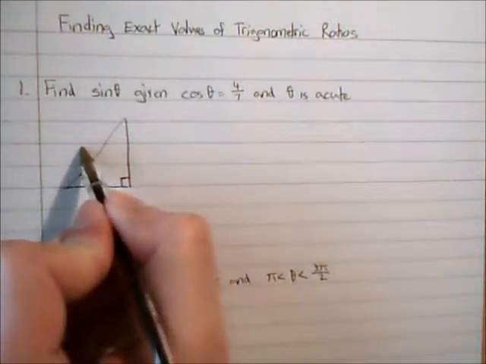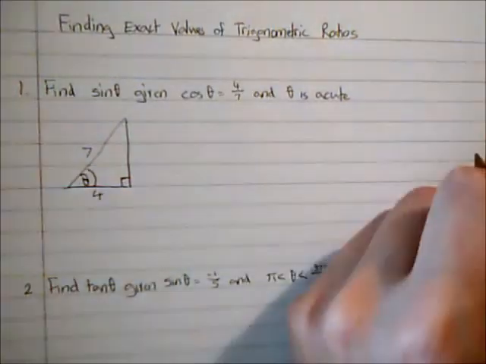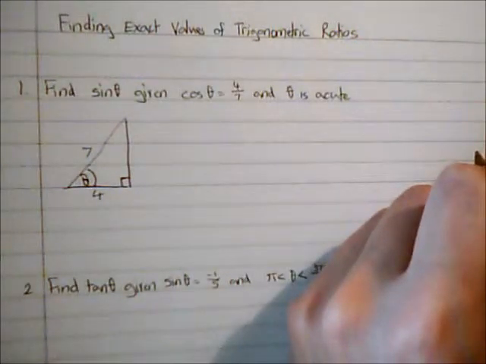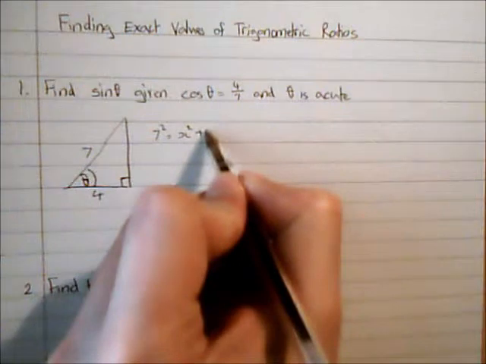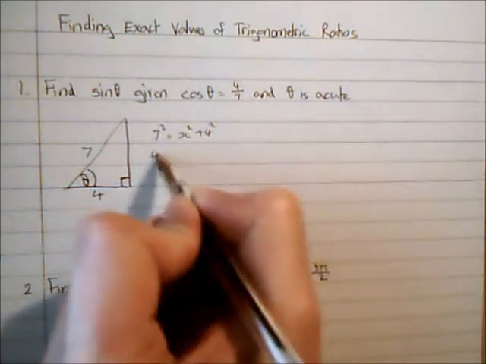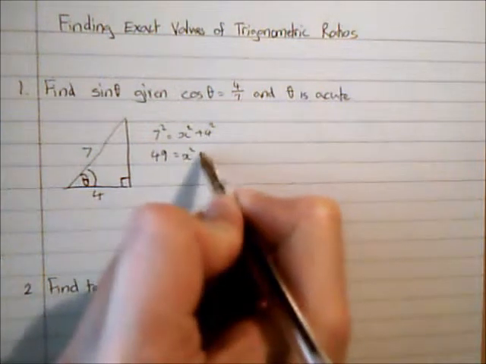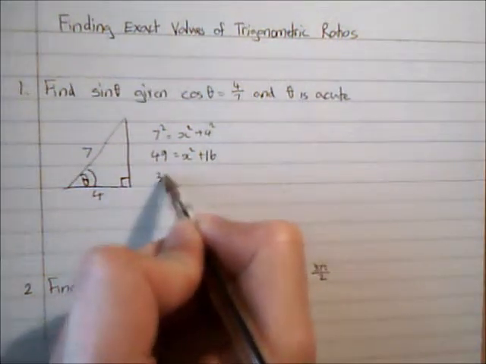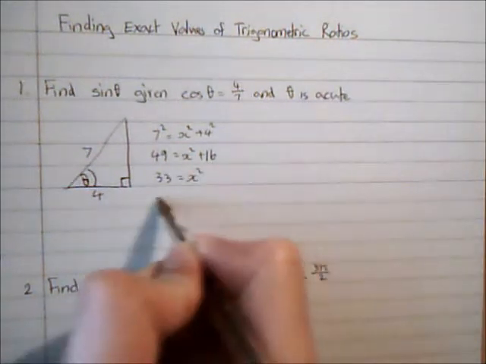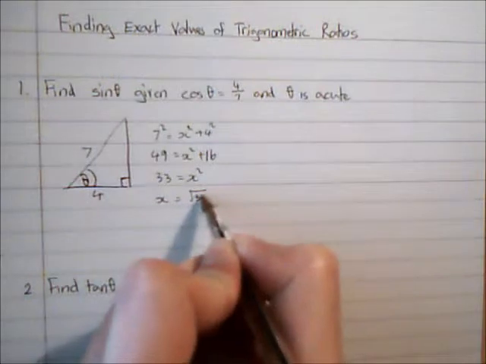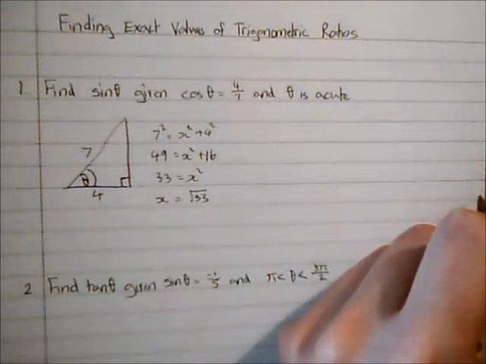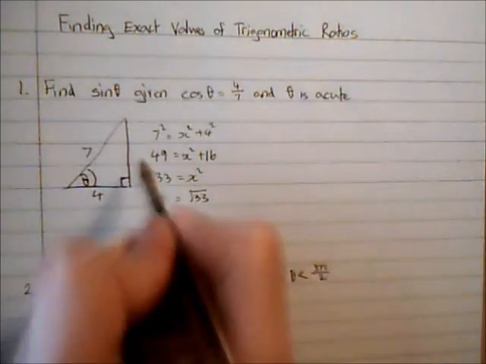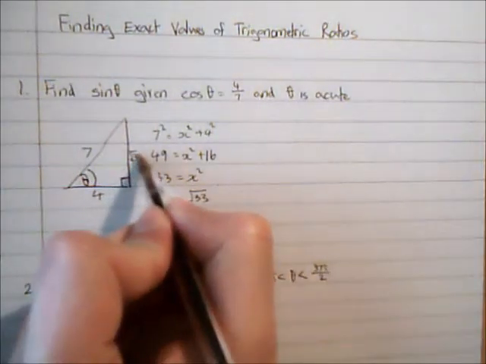So if I mark on 4 as adjacent and 7 as hypotenuse, I can use Pythagoras' theorem to find the missing side. So 7 squared is equal to x squared plus 4 squared. So 49 equals x squared plus 16. 33 is equal to x squared, and therefore x is root 33. So I've now got a value for each of the sides of my triangle.